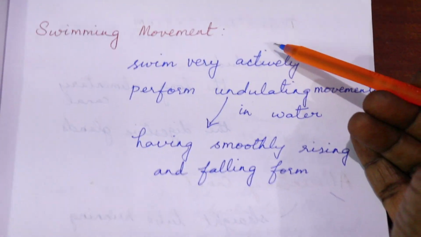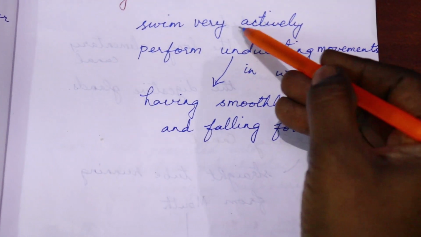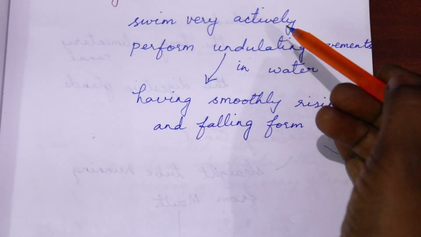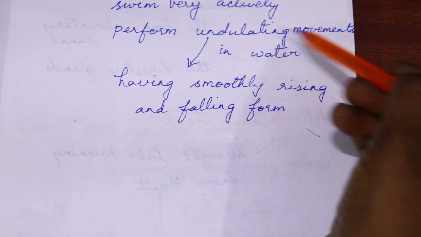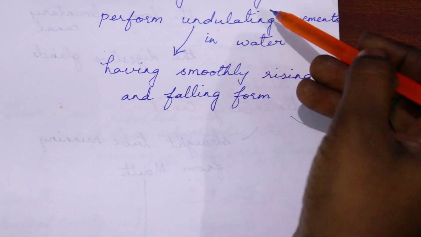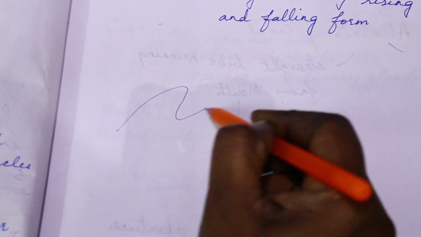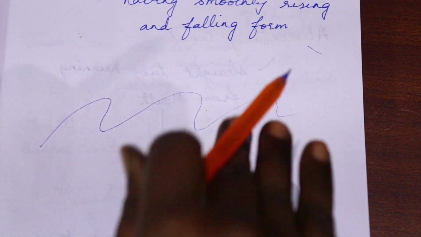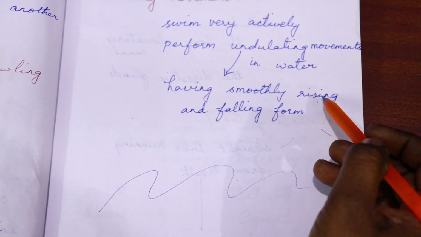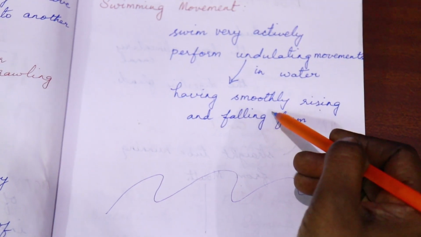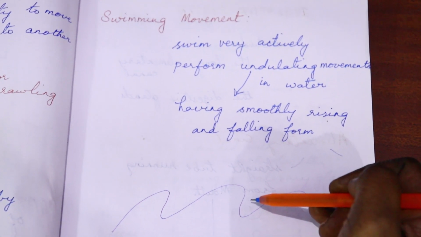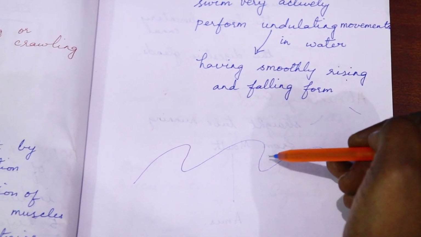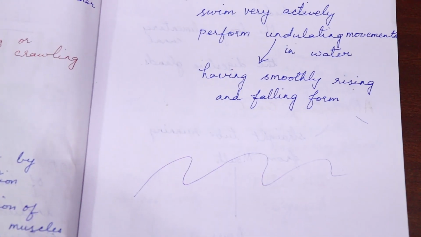Now coming to the swimming movement. What is swimming movement? It is like very actively it swims and it performs undulating movement. What is undulating? It is like a wave, like this, just going up and down, up and down. It moves and very actively it swims. You can see a video now how fast it swims in water.